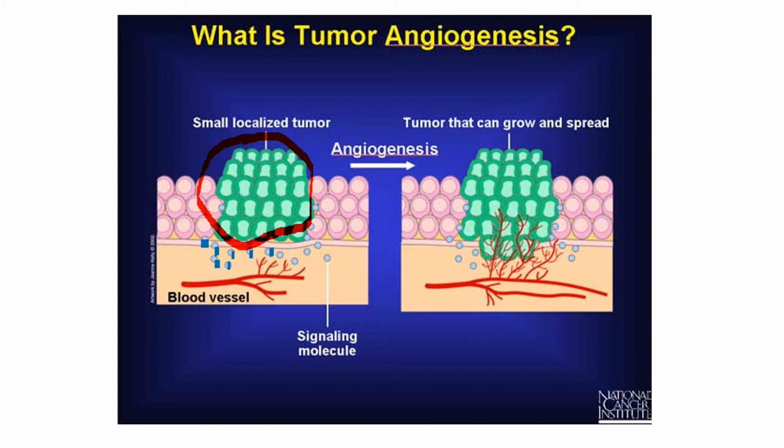So what happens is that they're releasing these chemicals that stimulate the growth of blood vessels to infiltrate into the cells, and that's one way that tumors are able to feed and survive and to grow. So that's angio, again, dealing with vessels, angiogenesis.